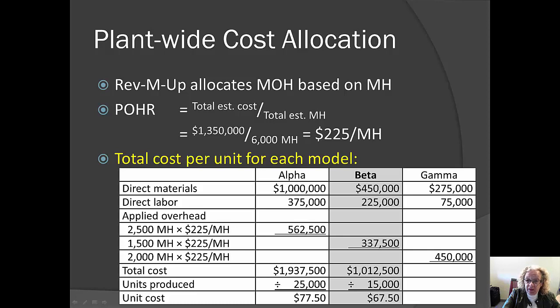We can do the same thing with the gamma motors, add up the materials, the labor, and the allocated overhead, divide by the total number of gamma motors, and that tells us that each gamma motor costs us significantly more than the other two models, which kind of makes sense.